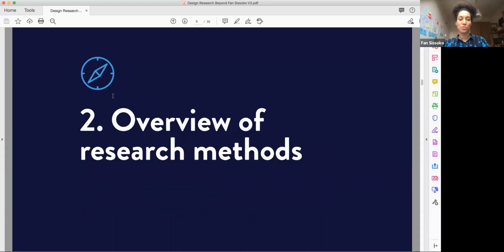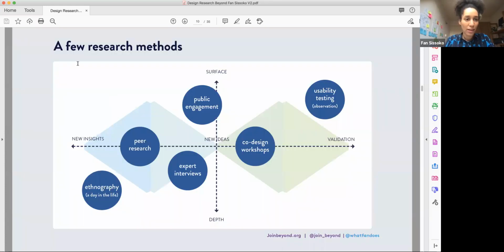Okay, so let's move on to the more practical side of research. I'm going to introduce a few research methods to you. These are just some of them that I use in my work, but there are other ways of doing things, but I hope these will be useful to you.